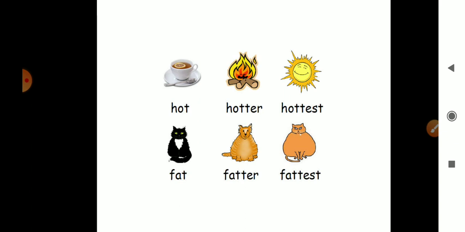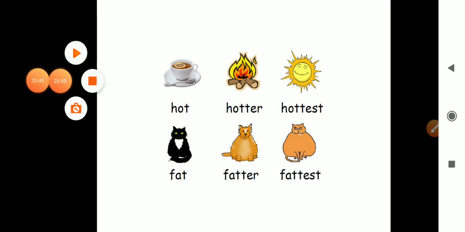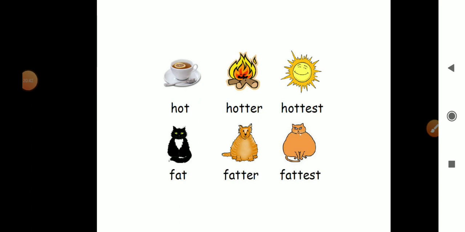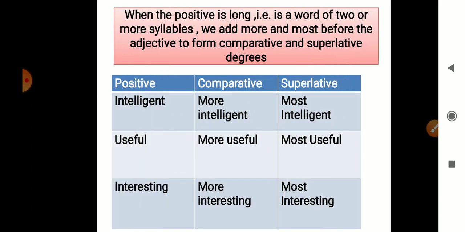When there is a vowel before the final consonant, suppose in hot, T is a consonant, O is a vowel. Again in fat, T is a consonant and A is a vowel. So when there is a vowel before the final consonant, we double the last letter. So here T we have doubled: hot, hotter, hottest; fat, fatter, fattest. This is the rule here.